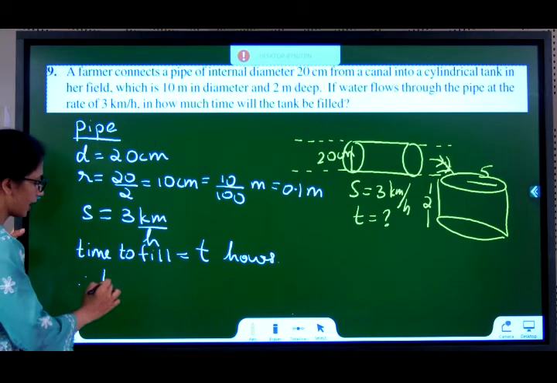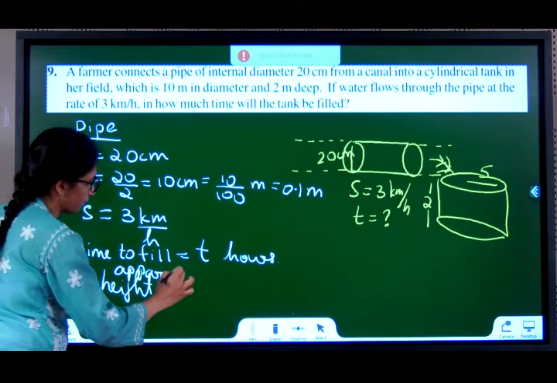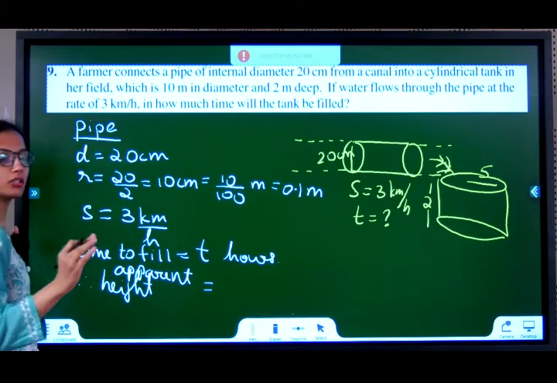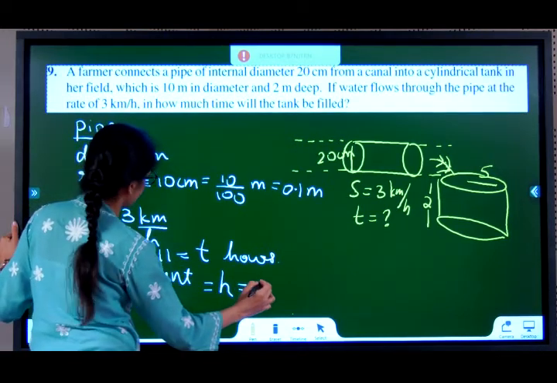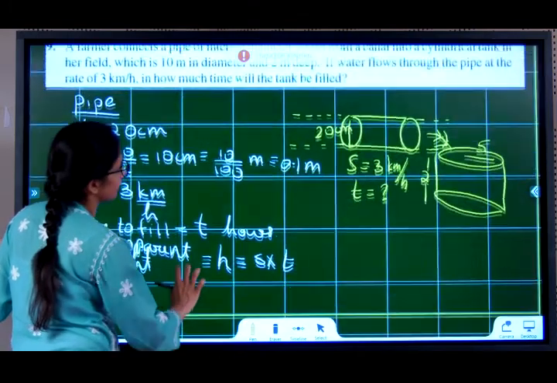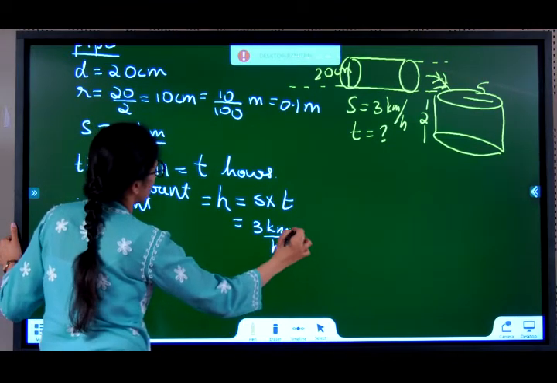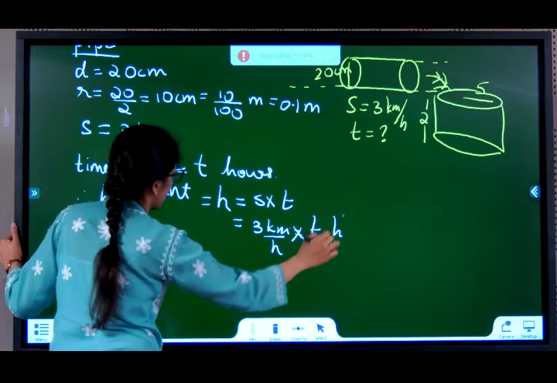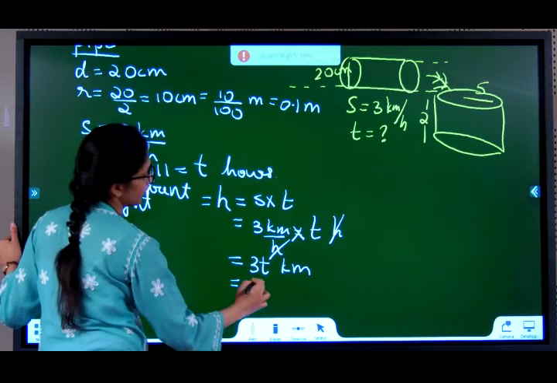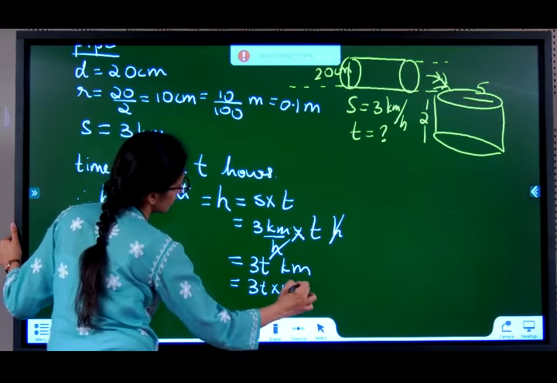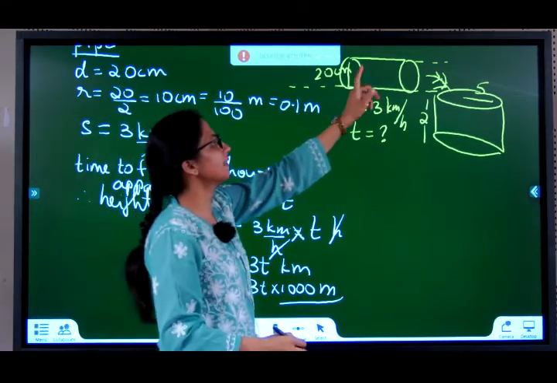Therefore, apparent height of pipe, unknown dimension, is always speed into time. So apparent height of the pipe h is nothing but speed into time. What is the speed? 3 kilometer per hour. What is the time? t hours. Hours cancels. 3t kilometer. Converted to meters, 3t into 1000 meters. So we have the radius and the height of this cylinder.